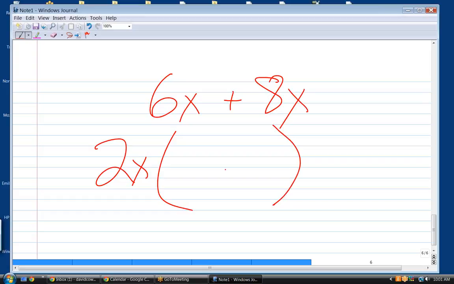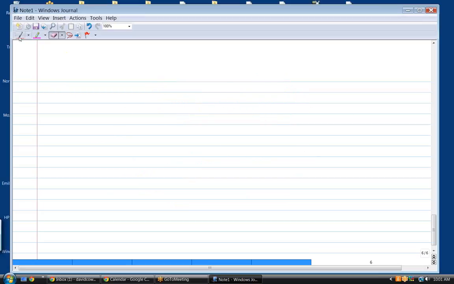What's left over? 3 plus 4. You got it. And then, of course, that becomes 7 times 2x, which is 14x. Let's make it a little harder still. What's the greatest common factor here? X. What's left over?